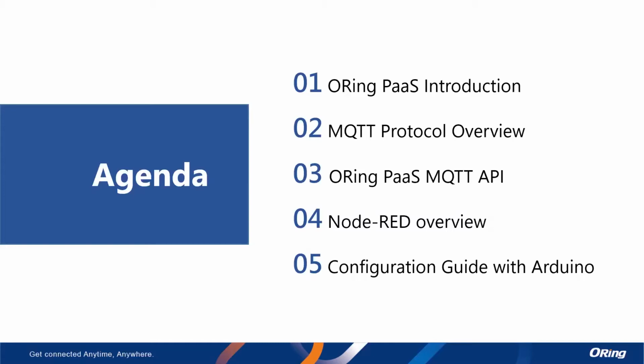Then we'll move to our MQTT protocol overview. Another step, we'll be discussing the ORing PaaS MQTT API, so basically how to connect any IoT device to the cloud platform to establish the communication and send the data. The next step will be an overview of Node-RED software, so basically what Node-RED can do for you and how you can customize your own dashboard to visualize the data.